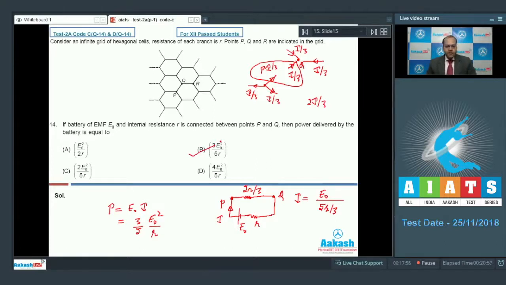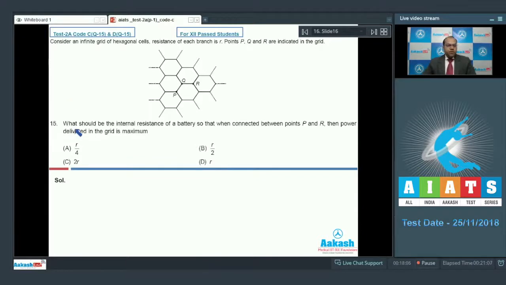Let's move to question number 15. In question number 15, what should be the internal resistance of a battery so that when connected between points P and R, then power delivered in the grid is maximum? So first of all, we have to calculate what is the equivalent resistance of this grid about points P and R. So in order to understand this, let I current from the external source get distributed at point P. Then I by 3 current goes in this way, I by 3 current goes in this way, and I by 3 current goes in this way.